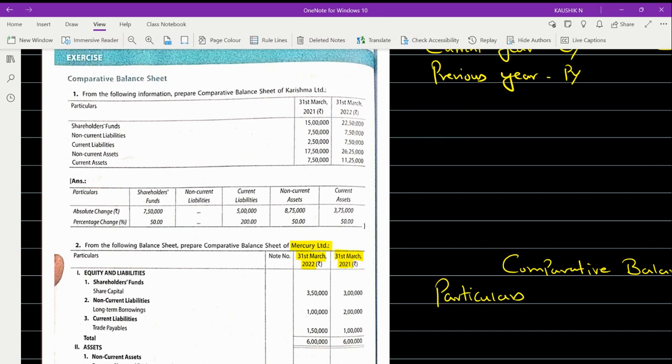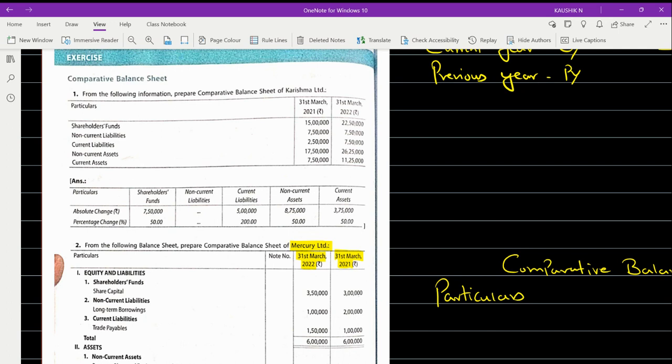When it comes to calculation, no change. Line by line, you'll do the comparison. Either if it is a positive value, you express the positive value. If it comes as a negative value, do not forget to put a bracket in both the columns, the absolute column as well as the percentage column.